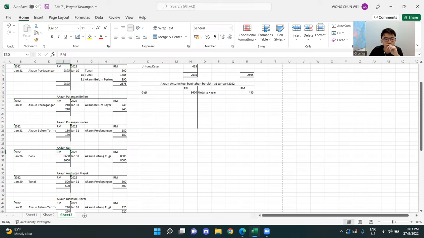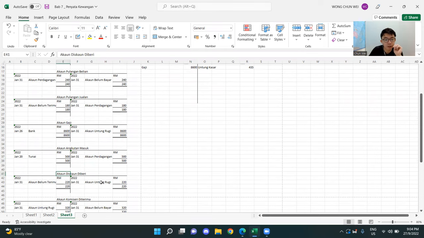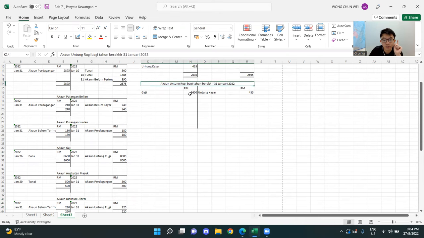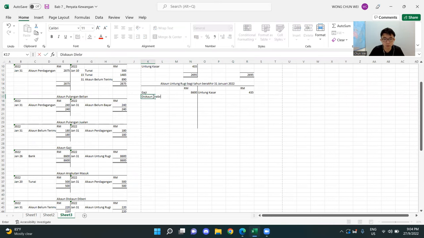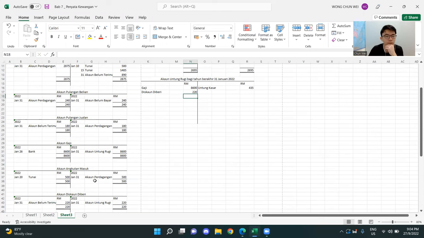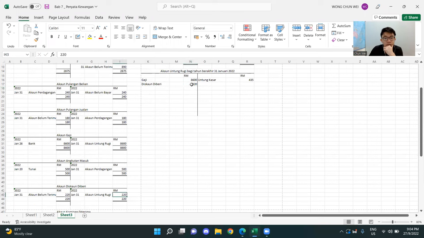Okay. Then after gaji will be anggota masuk. Anggota masuk is sudah perdagangan. Tadi sudah. Then discount diberi. Account rugi. Mana? Credit side. So if you credit your discount diberi, then I have to debit my untung rugi. So here you put discount diberi. $220. All right, here. Satu debit side, satu credit side.